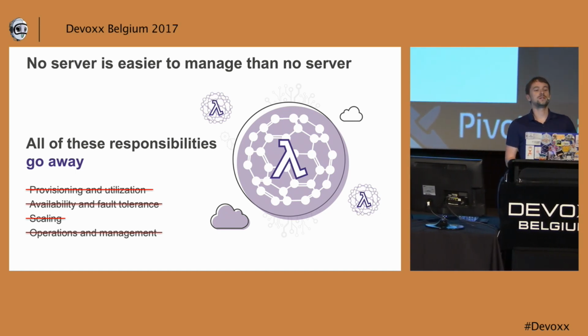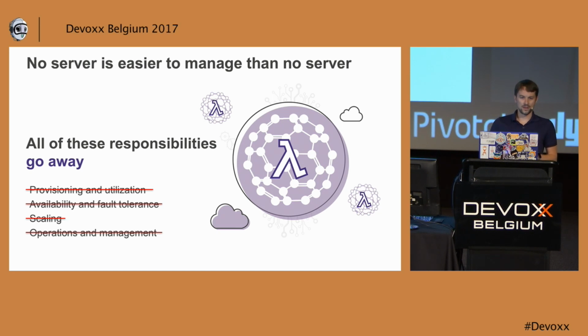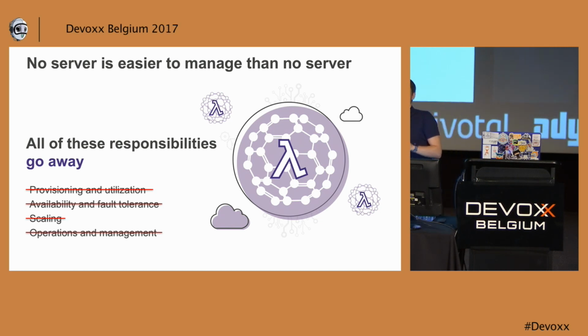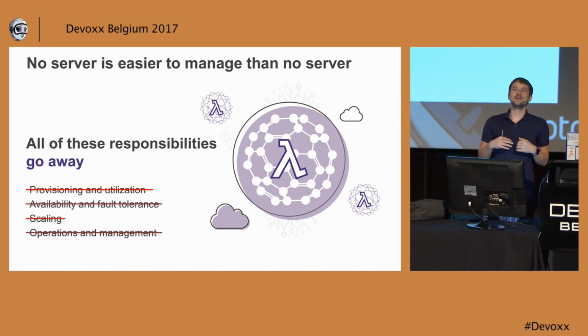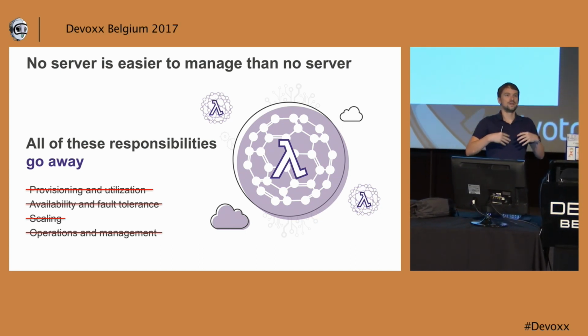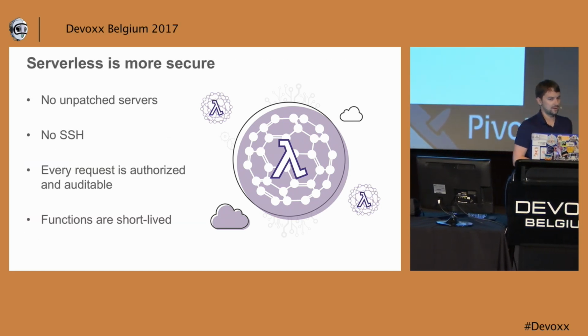All these responsibilities go away. You don't have to worry about provisioning and utilization. You don't have to worry about fault tolerance and availability, or region availability and availability zones. You don't have to worry about scaling. And the operations and management side of things, where you make that argument whether or not that goes away, I've heard it on both sides. I'm of the opinion that you still have to worry about ops to a certain degree, but it's a different kind of ops. It's a different set of things that you're building and thinking about. And I'll talk a little bit about that later.